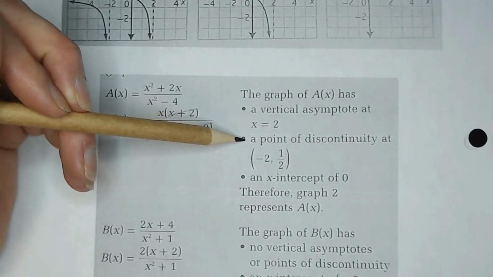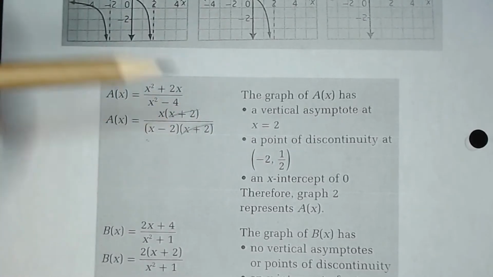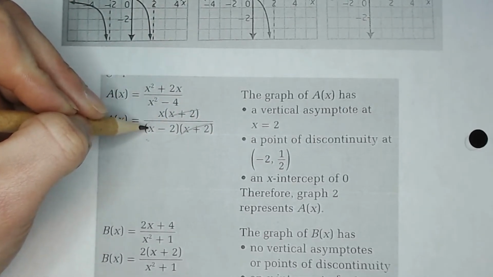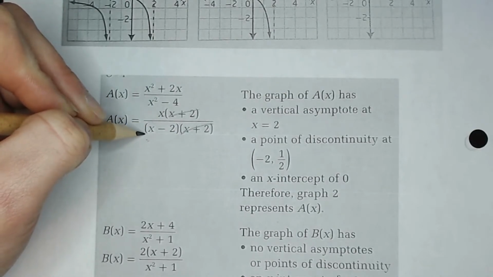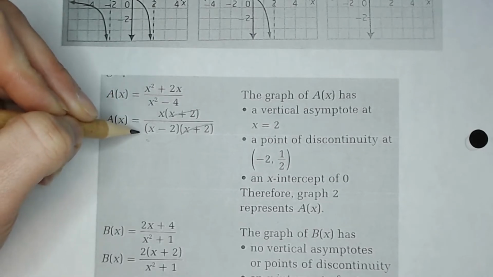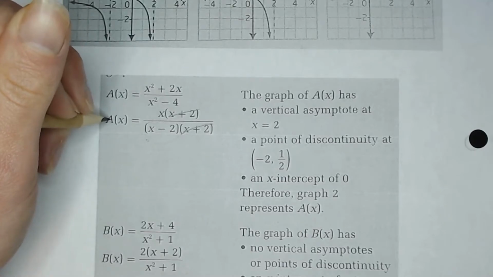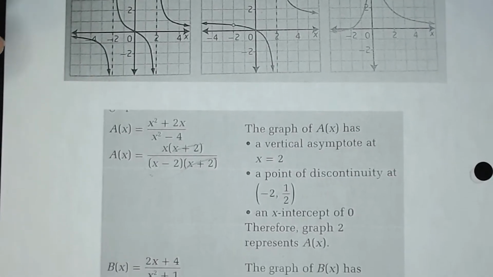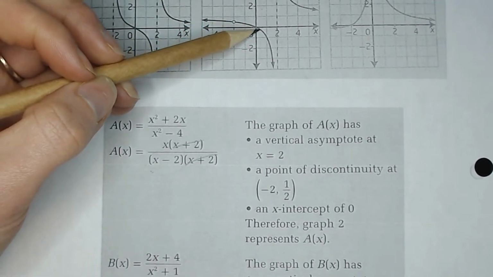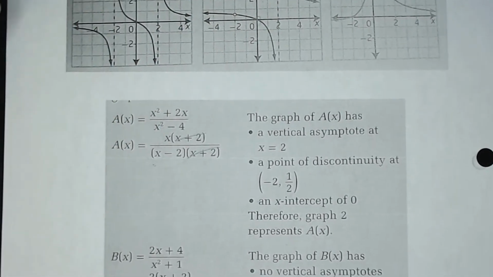So the graph of a of x has a point of discontinuity at negative 2, 1 over 2. How did you find that? What you do is you just plug in the value of your point of discontinuity and figure out what it will equal at that point, and that will determine what your y value is. We also have an x-intercept of 0, and the only one that represents that function is this one. So you know that graph 2 represents a of x.